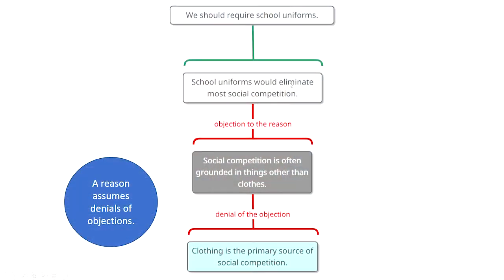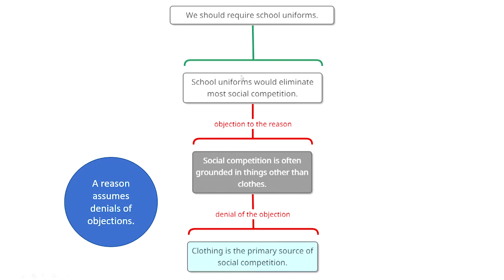So let's start with the assumptions that are presupposed by the reason. Here's how you do it. At least here's one way that works pretty well for me. Take a look at the reason. Ask yourself, what would show that to be false? What would be a good objection to that reason? Well, here's a good objection to the reason, it seems to me. Social competition is often grounded in things other than clothes. If that were true, right, then the reason would be false. It wouldn't be the case that school uniforms would eliminate most social competition because social competition concerns other things at least as much.